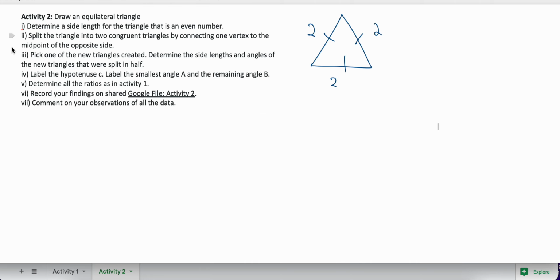Split the triangle into two congruent triangles by connecting one vertex to the midpoint of the opposite side. So you can just draw a line going straight down, a vertical line. Pick one of the new triangles created. So let's just say we pick this one on the left. Okay, and it says determine the side length and angles of the new triangle that was split in half. So let's say this would be 1.